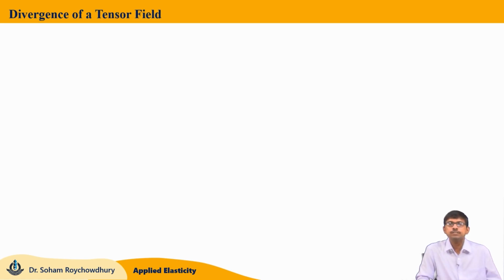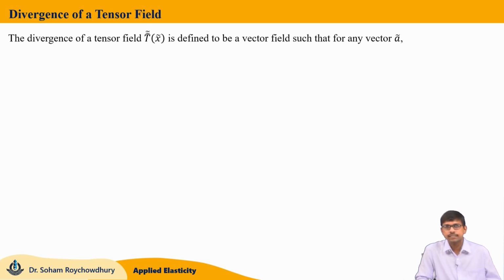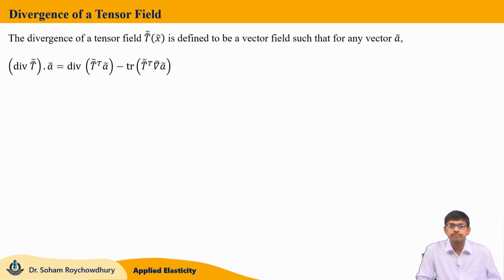Now, coming to the divergence of a tensor field, this would result in a vector. Divergence of a vector is a scalar, while divergence of a tensor field T is defined to be a vector, and for any such vector A, this is defined through this transformation law. Divergence of T, a vector, dotted with A, another arbitrary vector, equals divergence of T transpose A minus trace of T transpose gradient of A. Through this transformation, the divergence of our tensor field is defined for any arbitrary vector A.